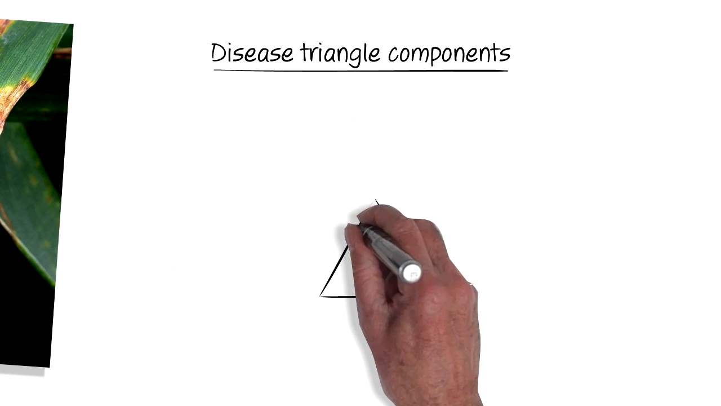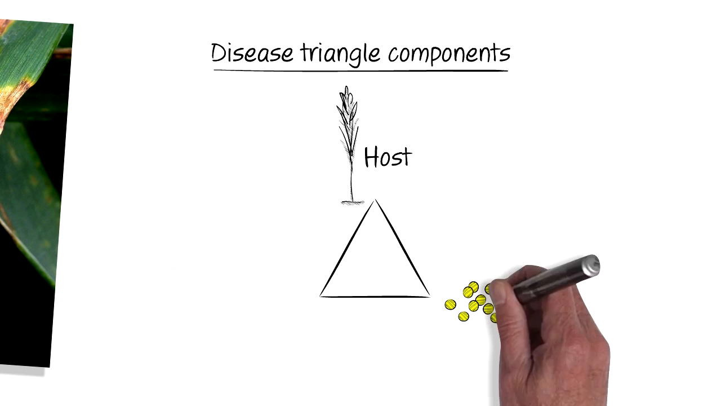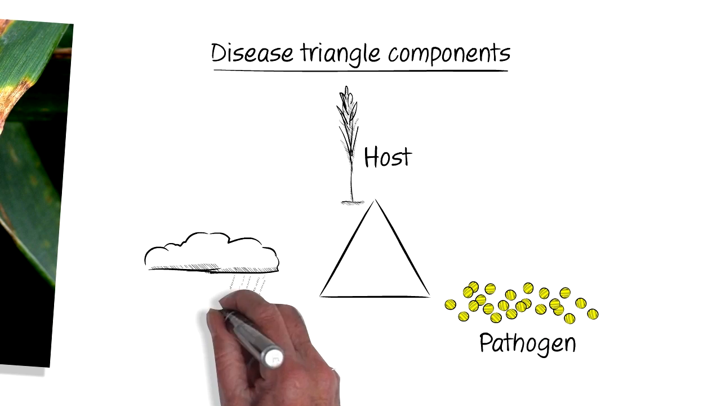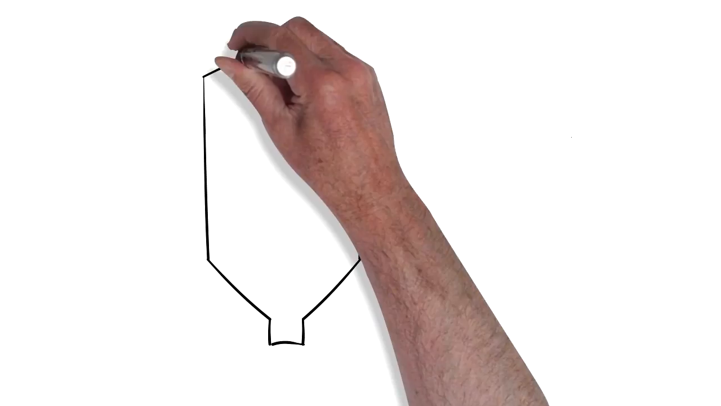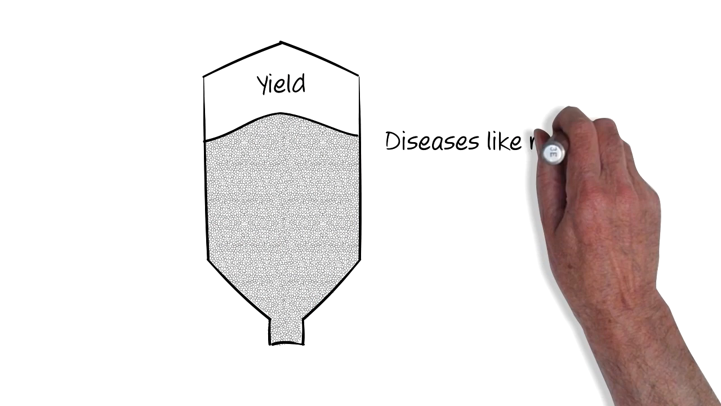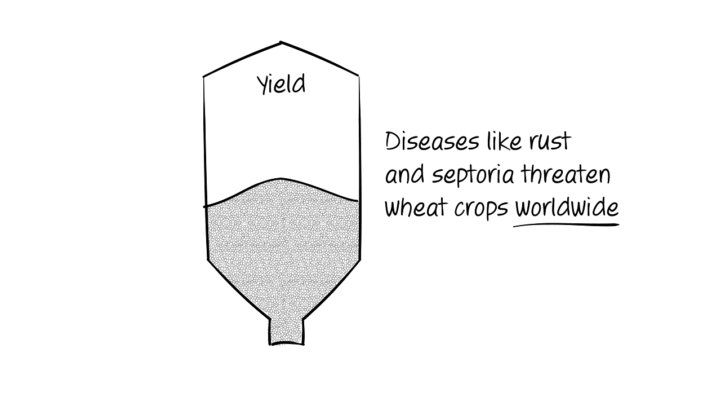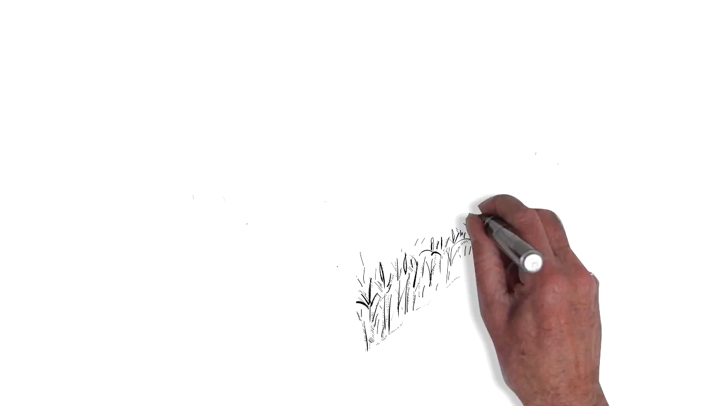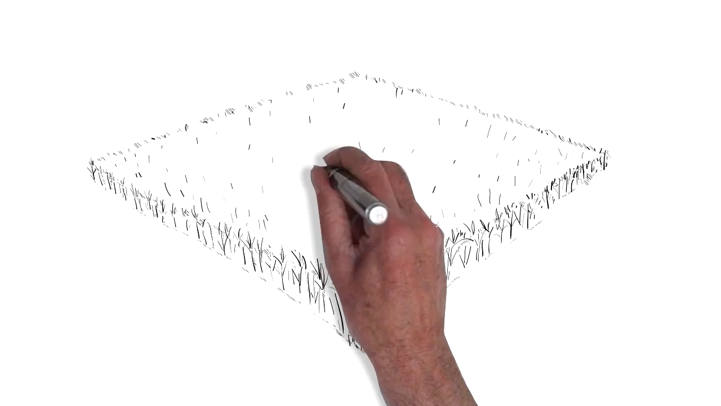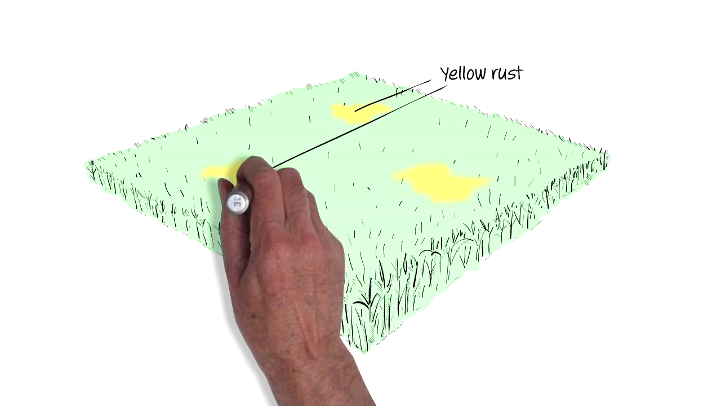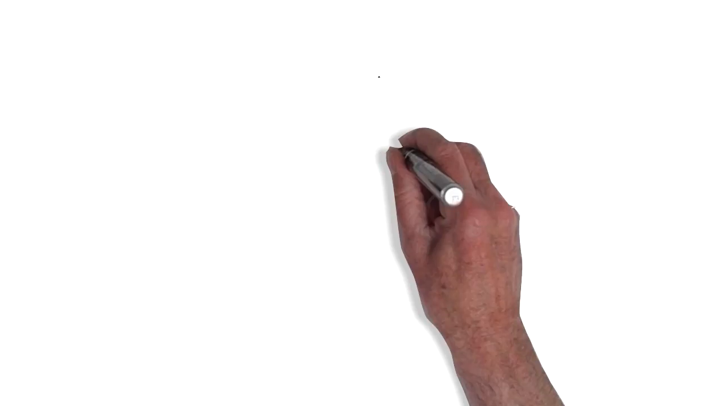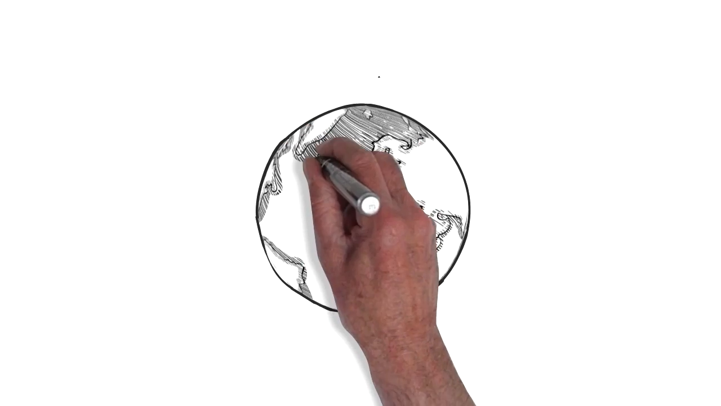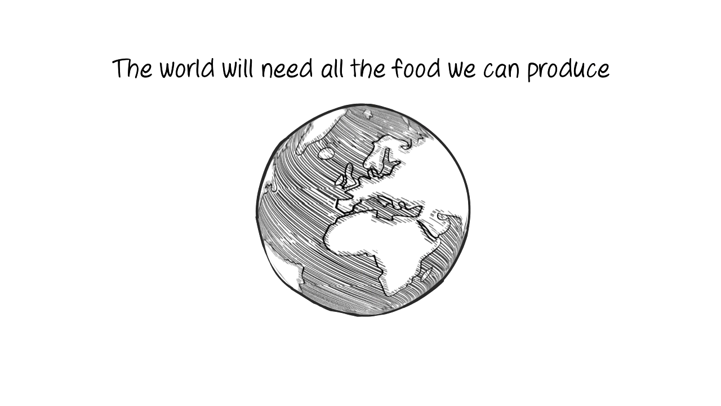This is the classic disease triangle: a susceptible host, a virulent pathogen, in a favorable environment, the prerequisites for an epidemic. Diseases like rust and septoria threaten wheat crops worldwide. When you see an entire field of wheat destroyed by yellow rust, you understand just how important fungicides are. And as the global population grows, we will need all the food we can produce.